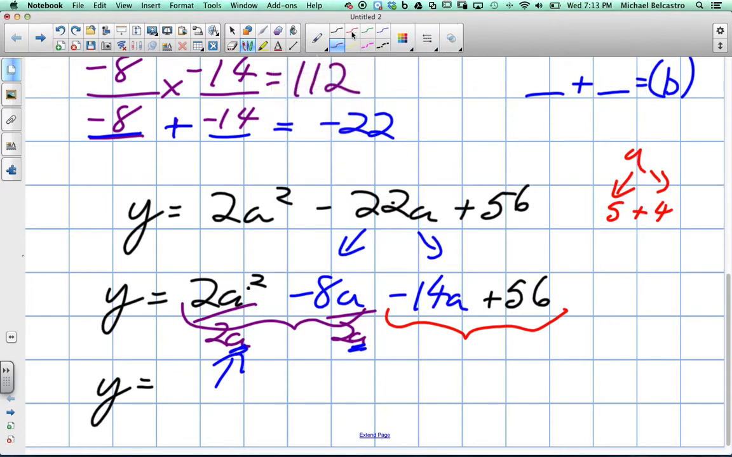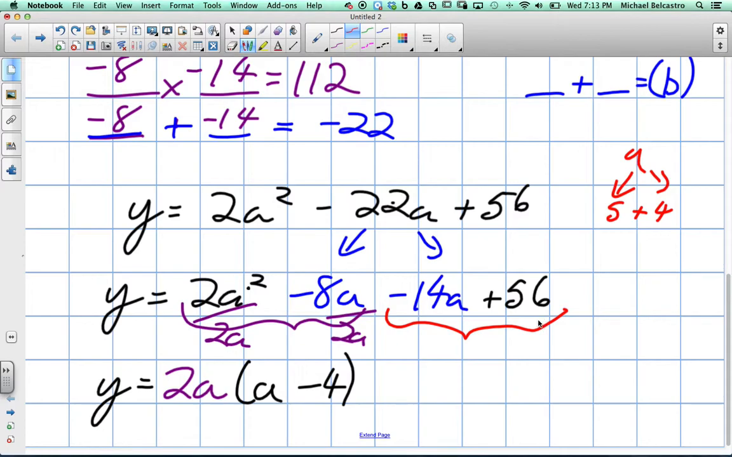So when I go to write this, I write 2a on the outside, and then in brackets, what would be left? Well, the 2's cancel out, and a squared divided by a is just the variable a. Negative 8a divided by 2a, well, negative 8 divided by 2 is negative 4, and the a's cancel out, so that's all that's left in the bracket. That's the first set.